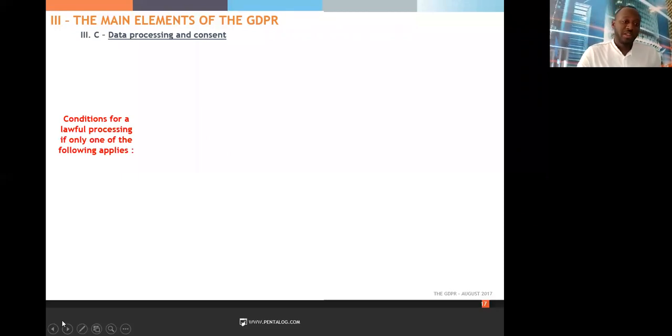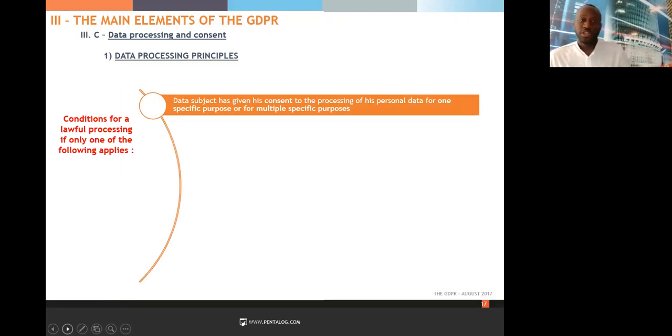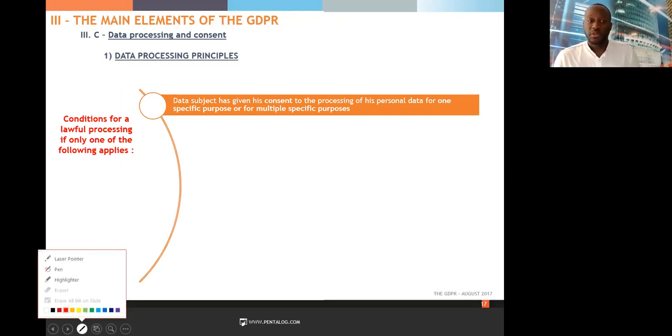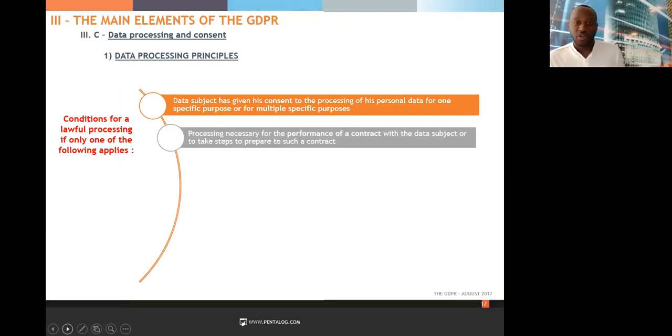So what are the conditions for lawful processing? If only one of the following conditions applies, the processing will be lawful. So let's go. The data subject has given his consent to the processing of his personal data for one specific purpose or for multiple specific purposes. The processing is necessary for the performance of a contract with the data subject or to take steps to prepare such a contract.